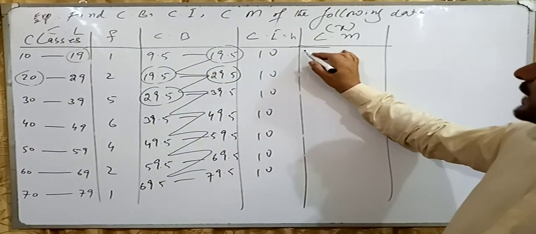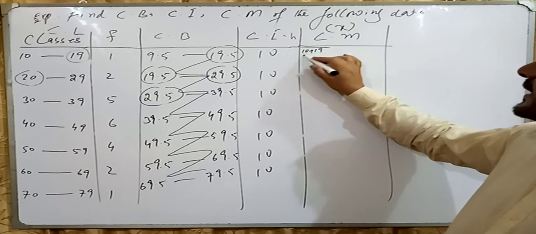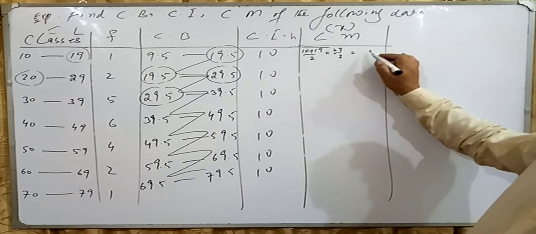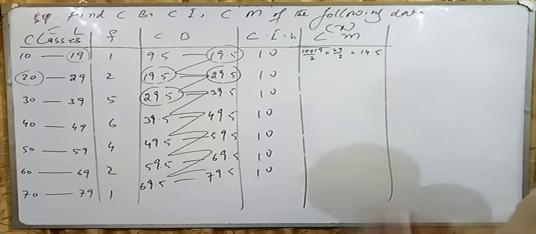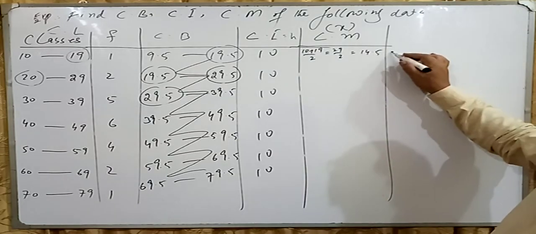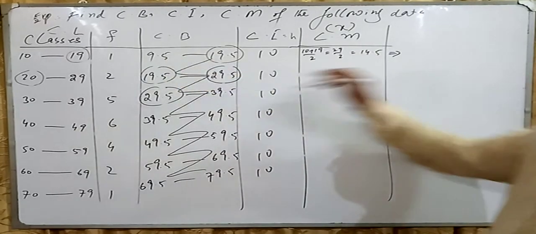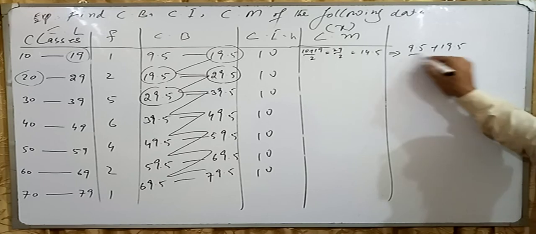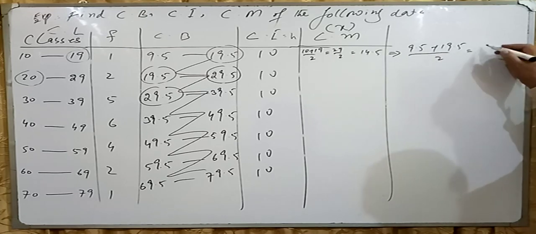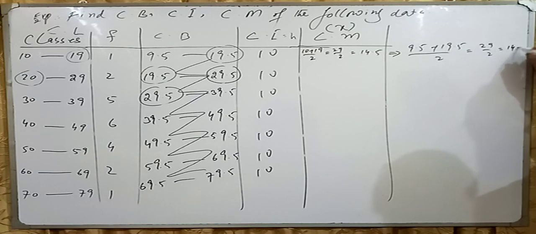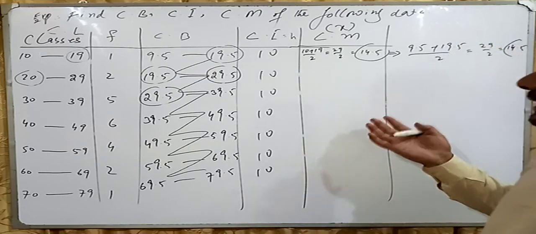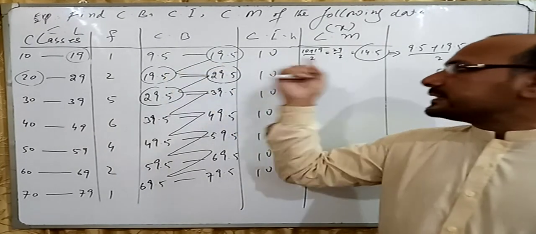So it's very simple. If you take 10 plus 19 divided by 2, so it will become 29 divided by 2, or it will become 14.5. By this way you can also find out 9.5 plus 19.5 divided by 2. So again it will become 29 divided by 2, or you can say 14.5. So mid value represented by class mark, and it is easily calculated by this way.